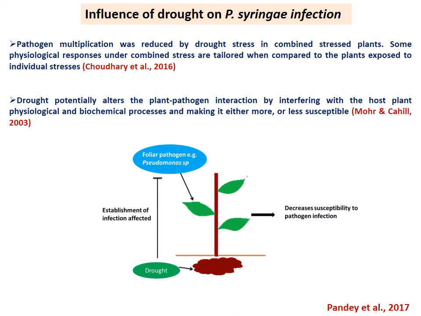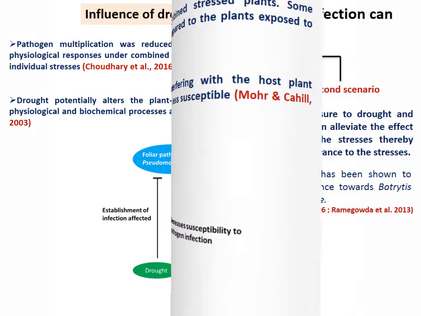Influence of drought on Pseudomonas syringae. Drought reduces pathogen number. Plants under combined stress show some unique and tailored responses which were not seen under individual stress. Drought changes plant-pathogen interaction by changing some biochemical and physiological mechanisms of host plants and makes the plants either less or more susceptible. In this diagram, you can see drought inhibits the infection of pathogens and makes plants less susceptible to pathogen infection.